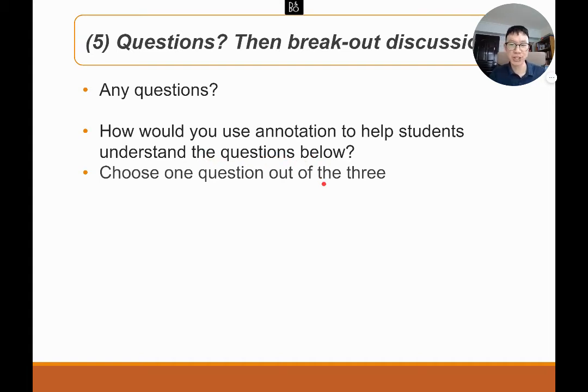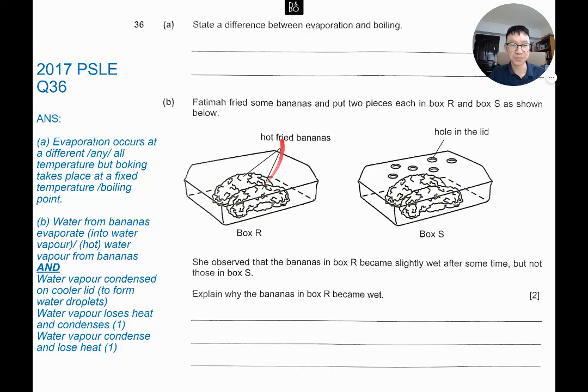During the breakout discussions in your breakout room, just choose one of the three questions, and discuss how you would use annotation to help students to understand the question. Please actually do the annotation so you can highlight in the PowerPoint or any other app that you want. Just to mention, these are all PSLE questions, and you can already find the answers by the side. What I want you to do is to work on the annotation.